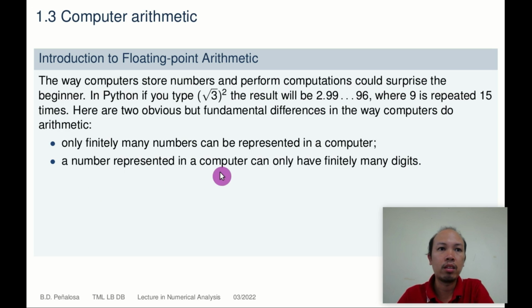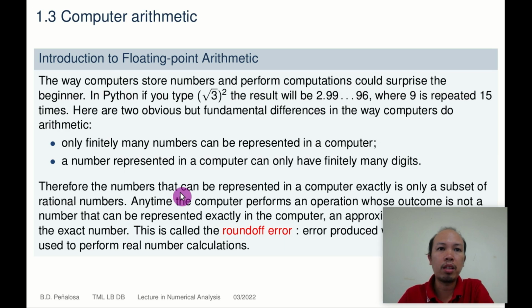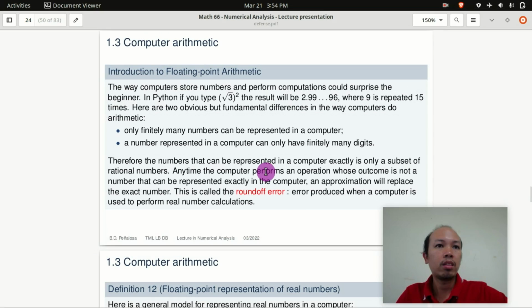Therefore, the numbers that can be represented in a computer exactly are only a subset of rational numbers. So anytime the computer performs an operation whose outcome is not a number that can be represented exactly in the computer, we will use approximation. It says here an approximation will replace the exact number. So this is called the round-off error.